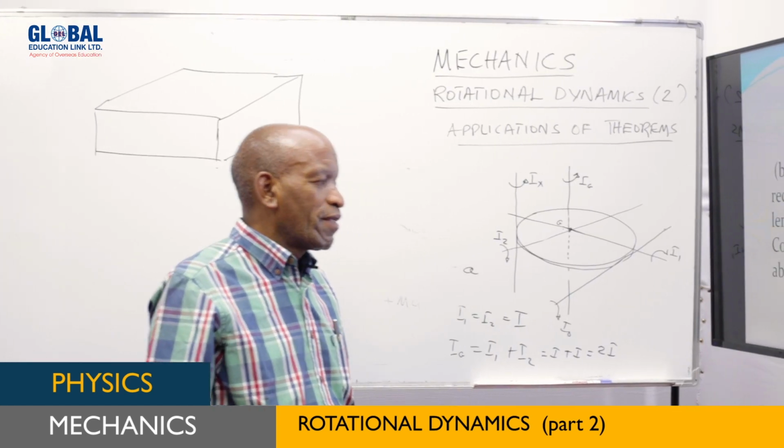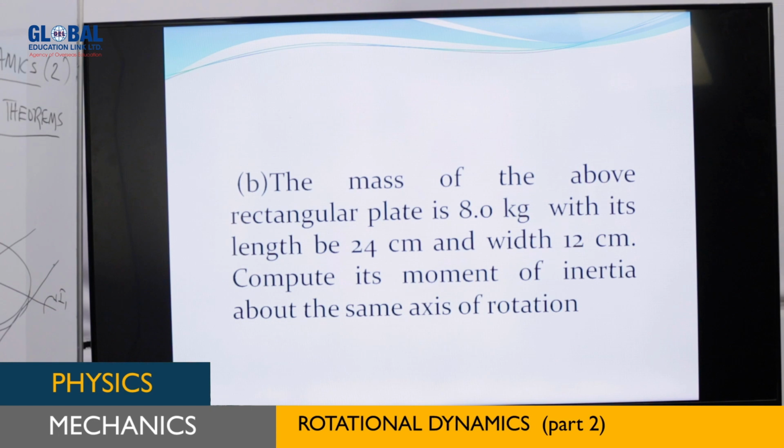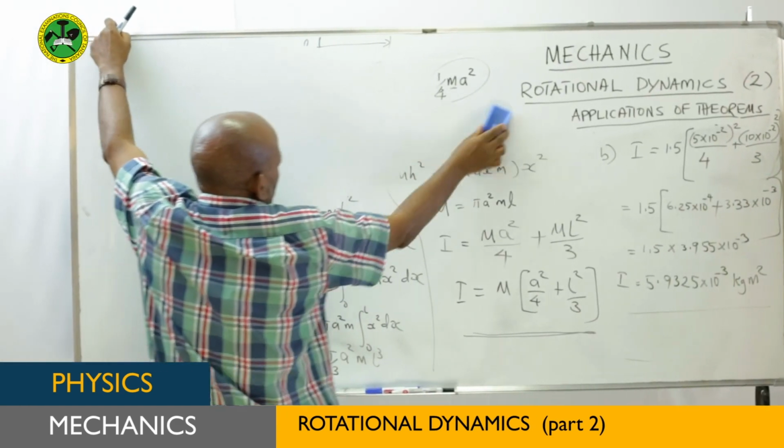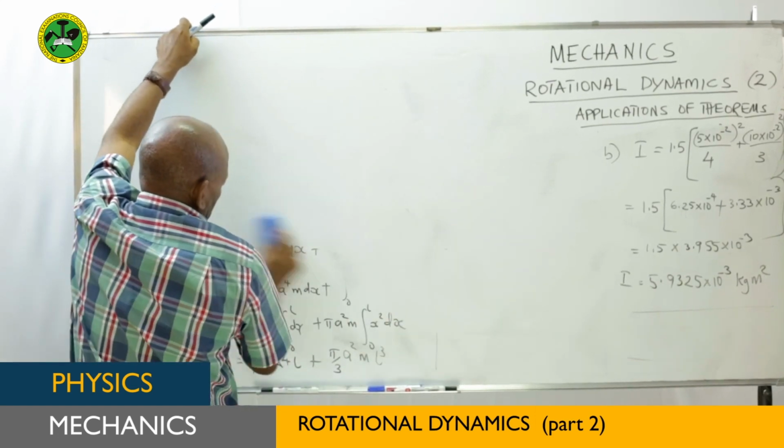Okay, part B of the same question for your homework. The mass of the above rectangular plate now is 8 kilogram, with its length being 24 centimeter and the width 12 centimeter. Now compute its moment of inertia about the same axis of rotation. So here we are given the rectangular plate. I'll give you a hint, and I hope you can do it at home.